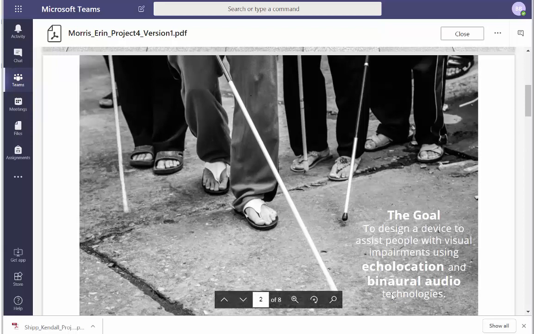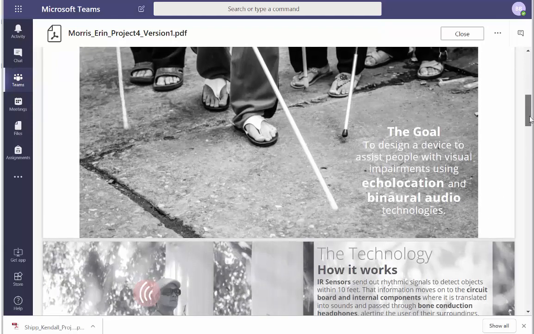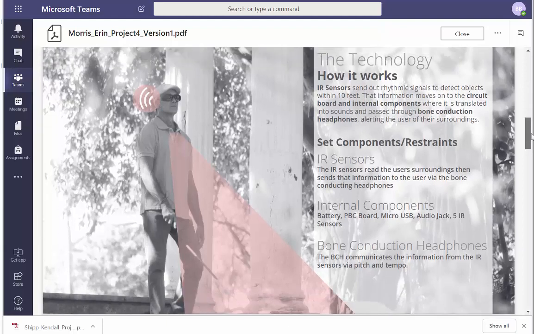I don't know what binaural audio is. Echolocation? Yes, I've seen Flipper. But binaural audio? I don't know. And so I'm hoping you're going to explain what that is. Cool.